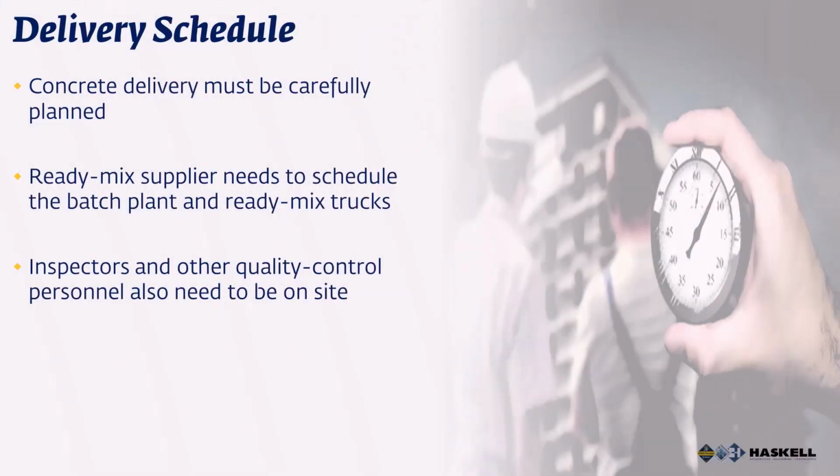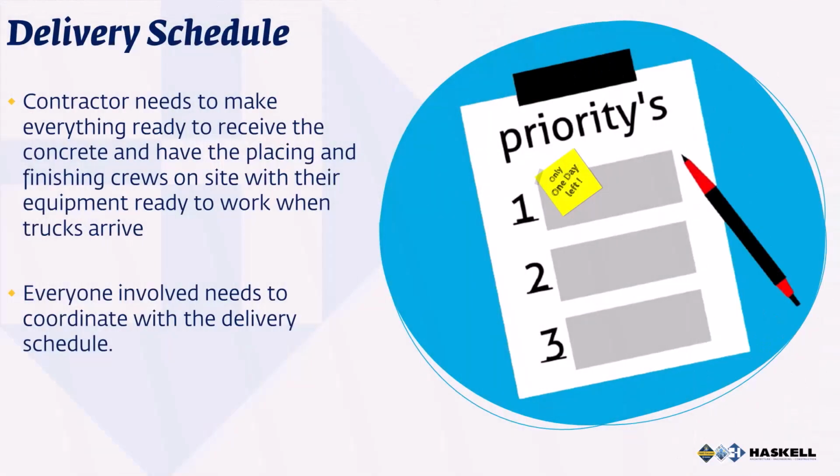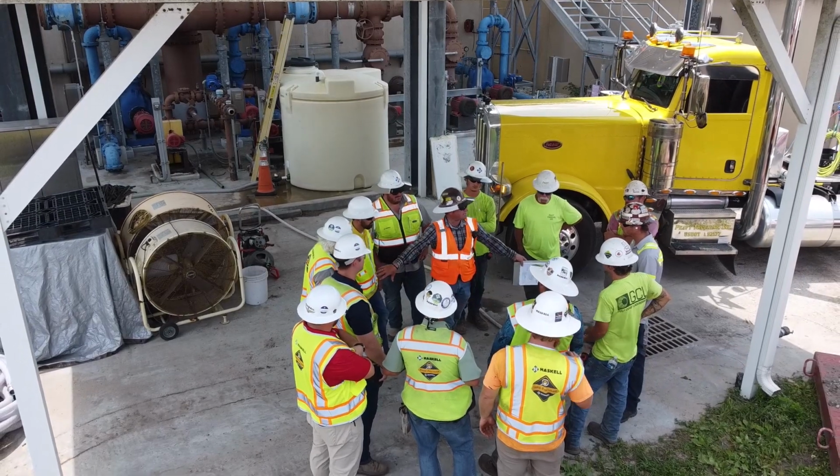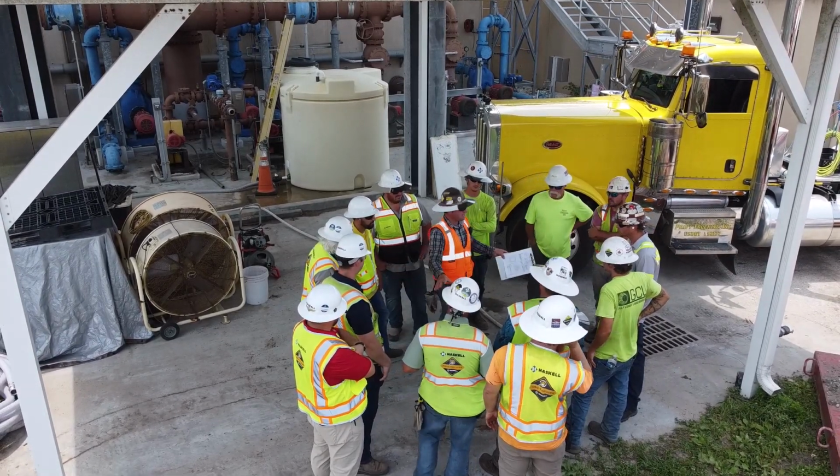The delivery schedule must be carefully planned. The ready-mix supplier needs to schedule the batch plant and ready-mix trucks. And inspectors and other quality control personnel also need to be on site. The contractor needs to make everything ready to receive the concrete and have the placing and finishing crews on site with their equipment ready to work when trucks arrive. Everyone involved needs to coordinate with the delivery schedule. Every operation needs a hazard analysis during a team huddle before we start.